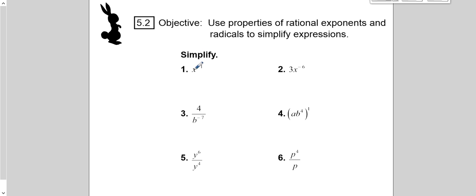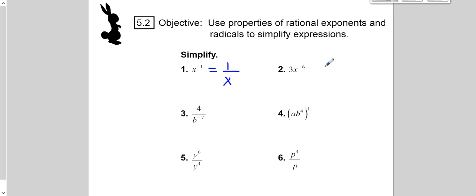Simplify. X to the negative 1 power. When we are simplifying, we are not allowed to have a negative exponent in our final answer. Negative exponents give us reciprocals. So x to the negative 1 equals 1 over x.